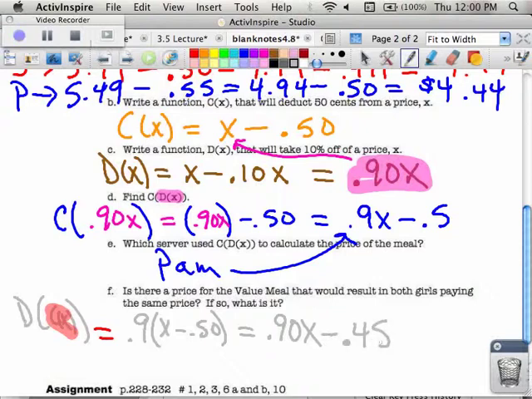And what the big question is: is the stuff that I see here for Jennifer ever possible to be the same as the stuff that I see here for Pam? And the answer is no. They can never be the same, because if you look at them, what you'll notice is they both have the 0.90x's, but one is taking off 45 cents and one is taking off the 50 cents. So no, they will never be the same.